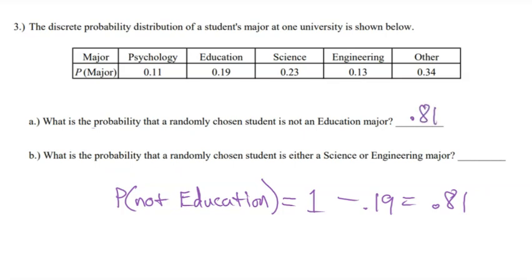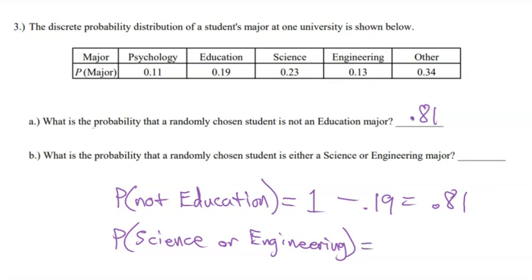What about the probability that a randomly chosen student is either one of two things, either a science major or an engineering major? So this is the probability of science or engineering. And that probability is, we're just going to add the two probabilities together. Probability of science plus probability of engineering: 0.23 plus 0.13, which is 0.36. And so that's our answer. Let's go on to the last one on this lesson sheet.